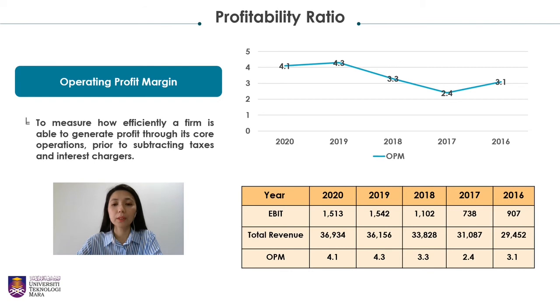The first ratio is the operating profit margin. An operating profit margin measures how efficiently a firm is able to generate profit through its gross operation prior to subtracting taxes and interest charges. From this table and the graph, we can see the decline in OPM from 3.1% in 2016 to 2.4% in 2017 appears to be the result of SIMW Group's operating leverage.